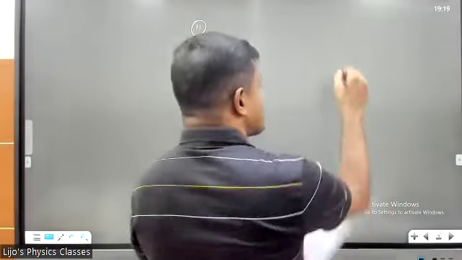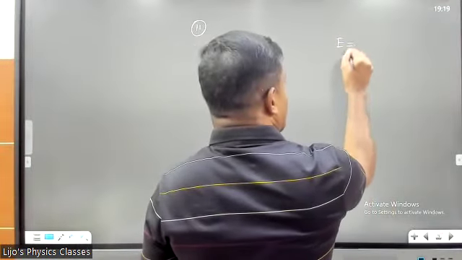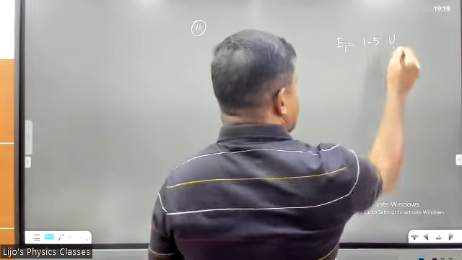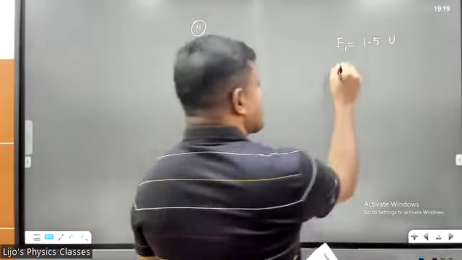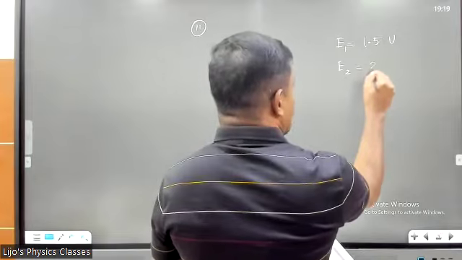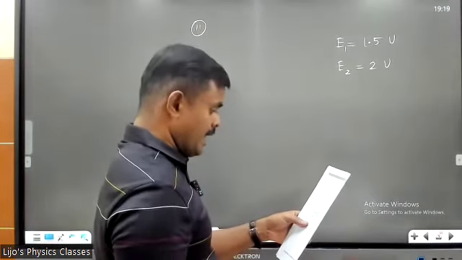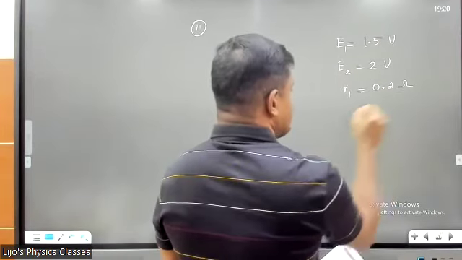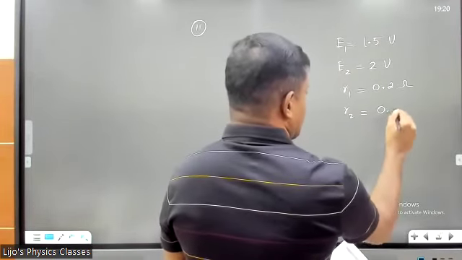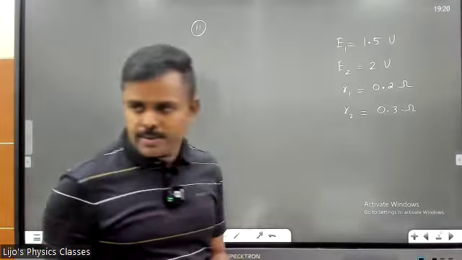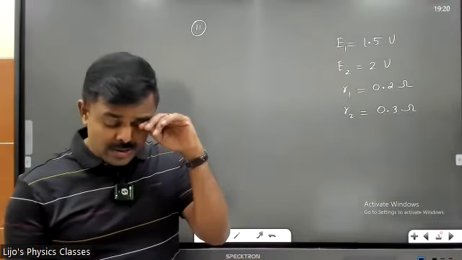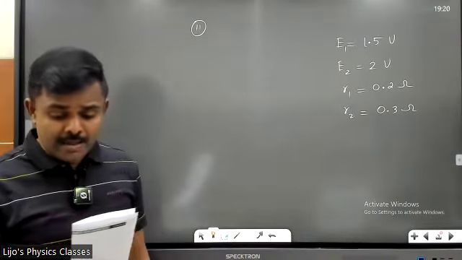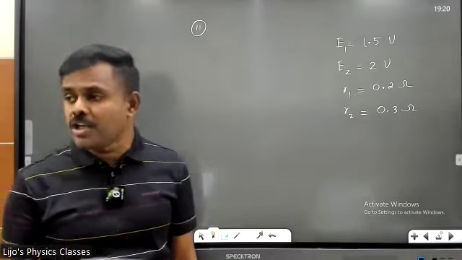2 cells of EMFs. EMF is 1.5 volt. And second cell's EMF is 2 volt. All right. Then internal resistance is 0.2 ohms and internal resistance 0.3 ohm. Okay. Right. I had told you that this question could come in a numerical. Calculate the EMF and internal resistance of equivalent cell.